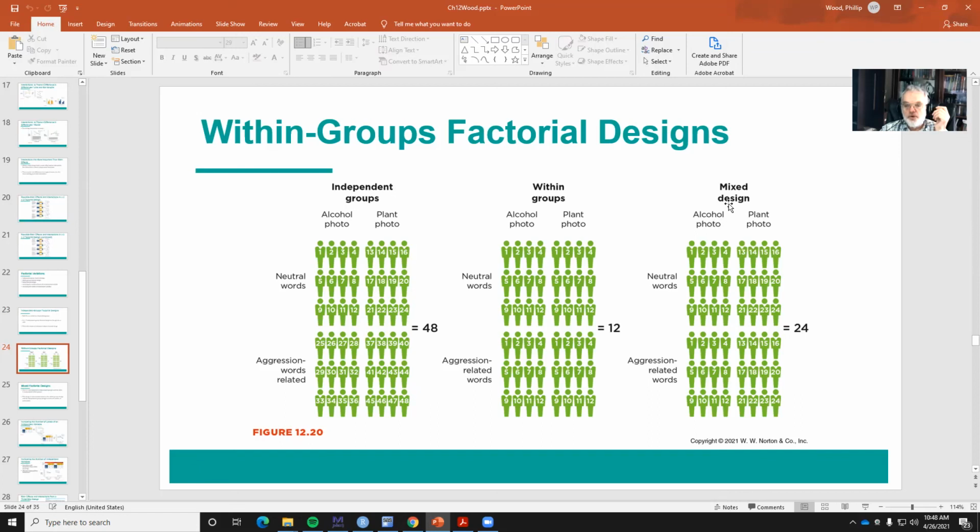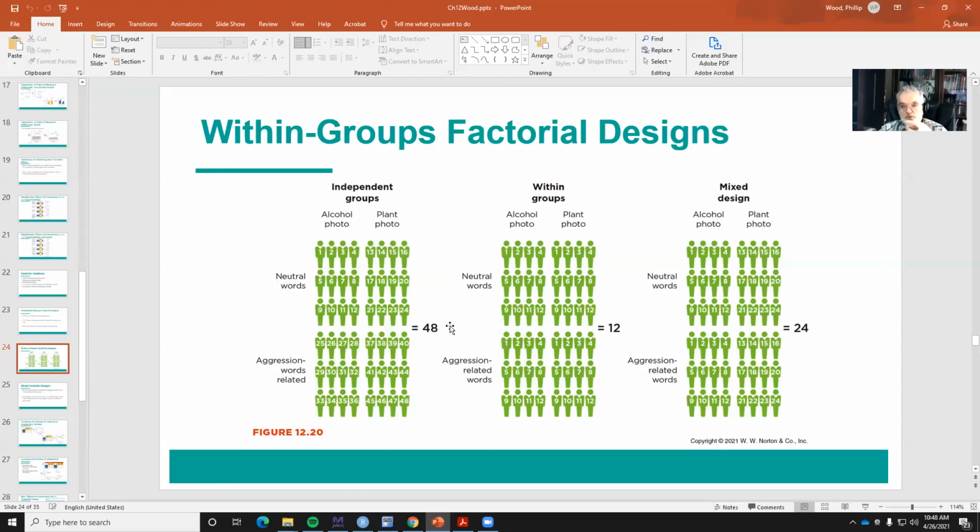Now, if, for example, showing people an alcohol photo somehow contaminates how they answer in the plant photo condition, I can't necessarily have the same people. So in those cases, I would employ a mixed design. So this is a little bit of a vocabulary thing. Independent groups design, within groups, and mixed design. So know what those words mean.